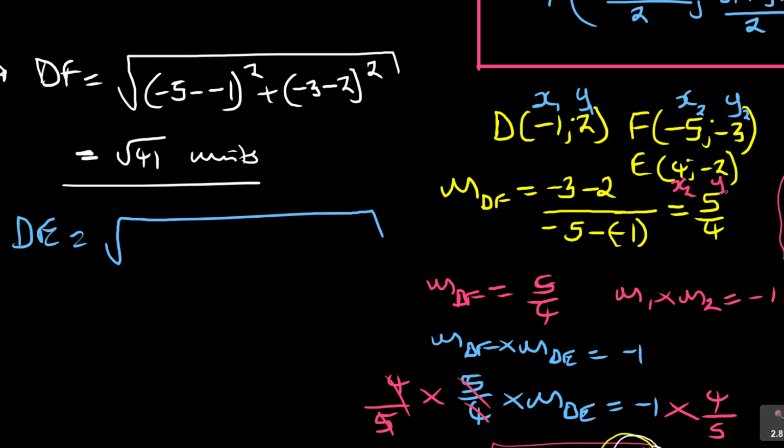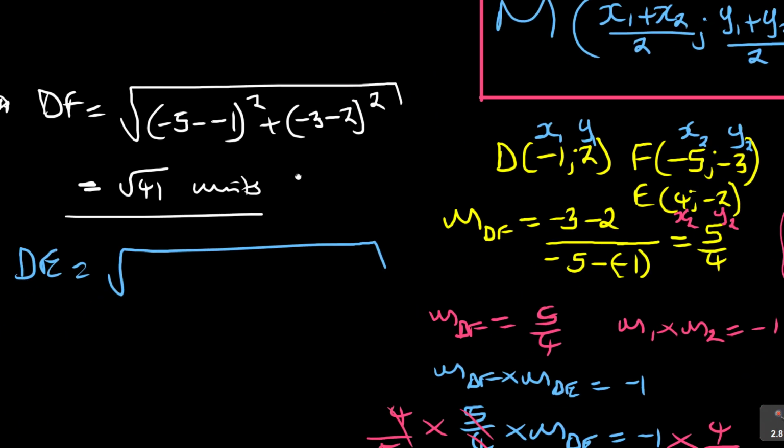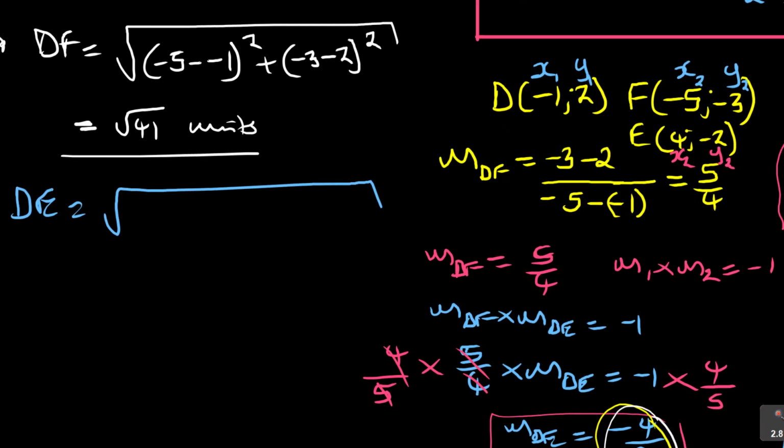x2, y2, because I've got already my 1 there. Remember the formula says what? I have x2 minus x1, remember that. So x2 will be 4 minus x1, minus 1, squared, plus y2 is negative 2 minus y1, which is minus 2.